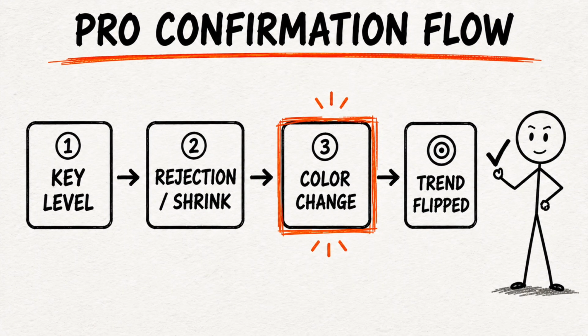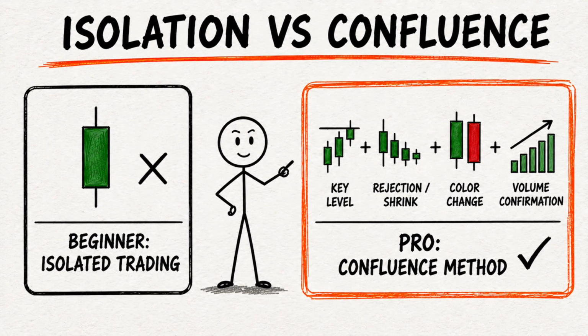Question for you: how do pro traders use this color change? Answer: when a candle color change occurs at our predefined key level, especially after a shrinking candle or multiple rejections, it provides confirmation that the market trend has officially flipped. Now comes the most valuable part of this entire video.